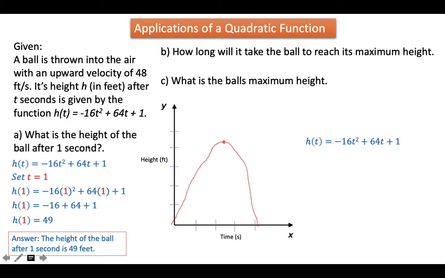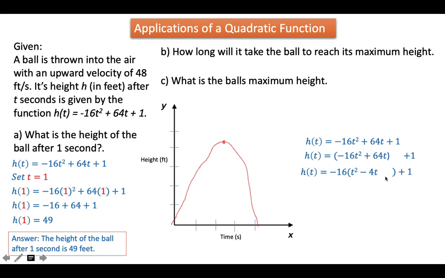So from our given, h of t is equal to negative 16t squared plus 64t plus 1. So to get its vertex, we will just transform this into vertex form. So we will isolate this plus 1. Then on the other side, it is negative 16t squared plus 64t. So we can factor this by getting its GCF, which is negative 16. So it becomes negative 16 times quantity t squared minus 4t.